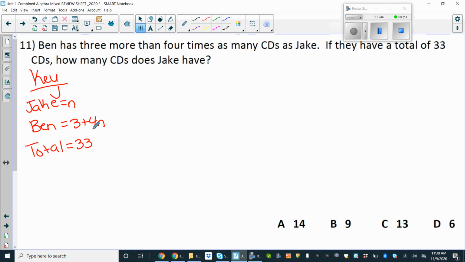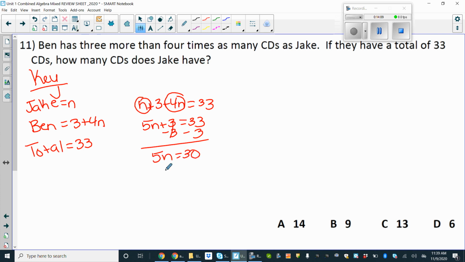So we can combine Jake and Ben's amounts for their CDs and set it equal to the total. So N plus 3 plus 4N equals 33. We have 4N, and N is 5N plus 3 equals 33. We subtract 3 on both sides, and we get 5N equals 30. Divide by 5 on both sides. N equals 6, which is D. Jake has 6 CDs since he is represented just by N.